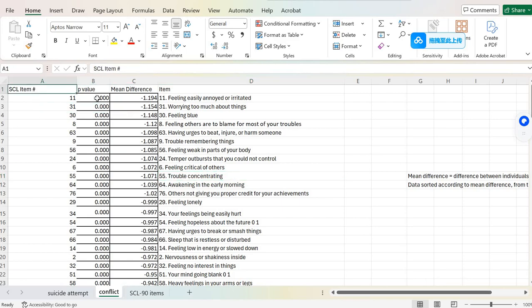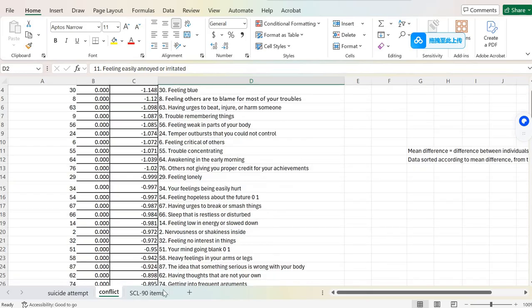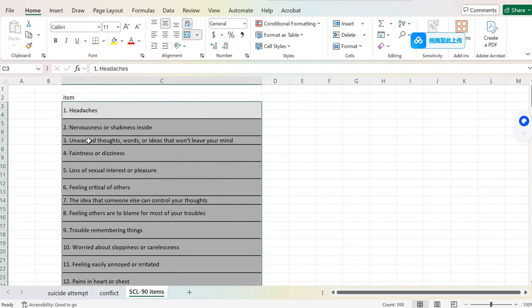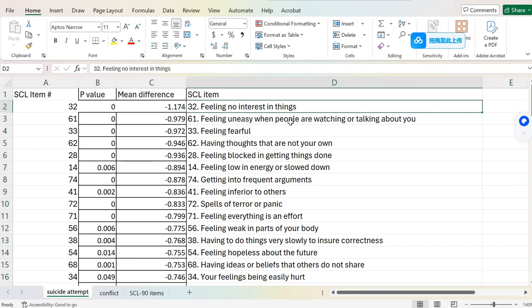This is the Excel file of the items, the SL90 items. You have the item number and what the item says. I added this part to the file. I was going to ask the students to match each item number with each item themselves, but I decided to add them to the file.